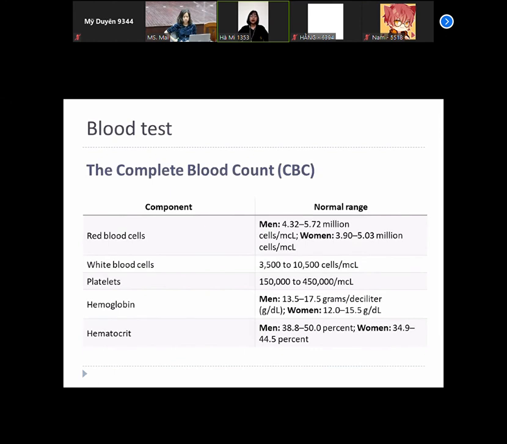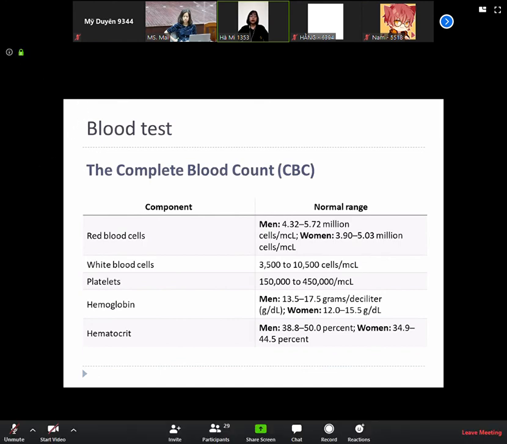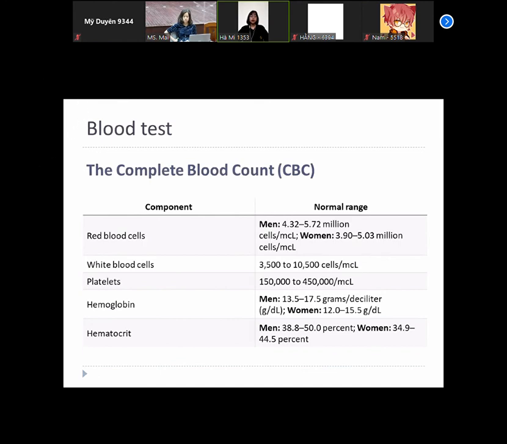A CBC can help diagnose a broad range of conditions, from anemia and infection to cancer. Measuring changes in your blood cell levels can help the doctor evaluate your overall health and detect disorders. The test measures the 3 basic types of blood cell. The first is red blood cells. The CBC measures 2 components of your red blood cells, hemoglobin and hematocrit.